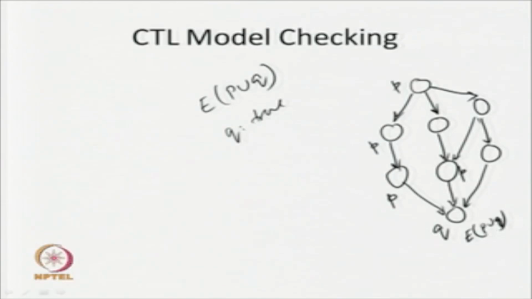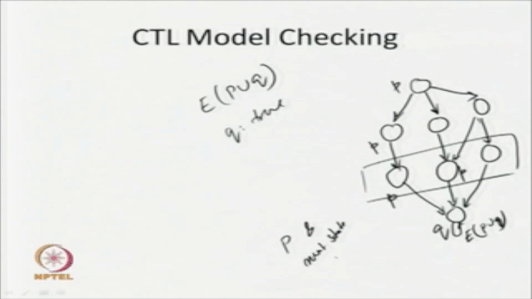Now, from this particular state, what happens? We are going to look for the predecessor states. So, we are going to get these three predecessor states. So, in this particular case, p must be true and in the next state E p until q must be true. So, this is the scenario that we are having.